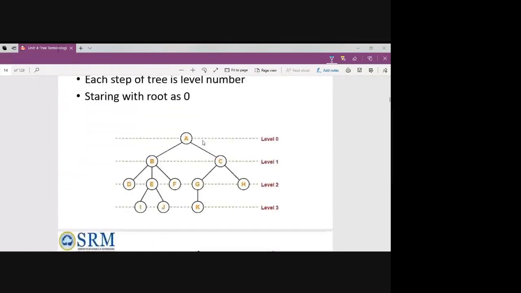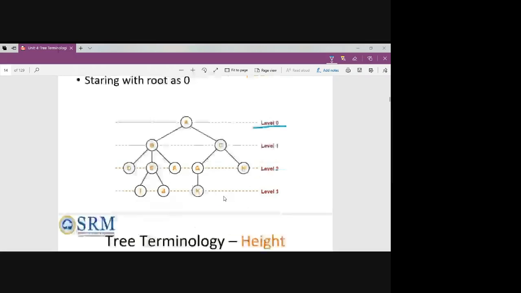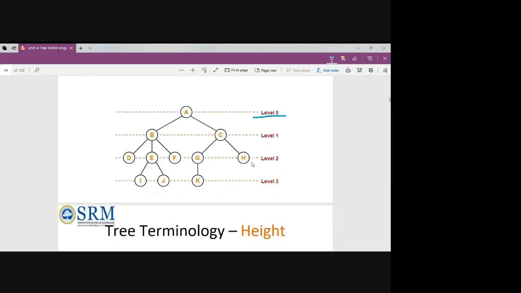Now about the level of the tree. As you give an index, normally an array index starts at 0, 1 and 2. So here also your level will start with 0. So 0th level, first level, second level, third level. The root node will be level 0, and then the next child levels.